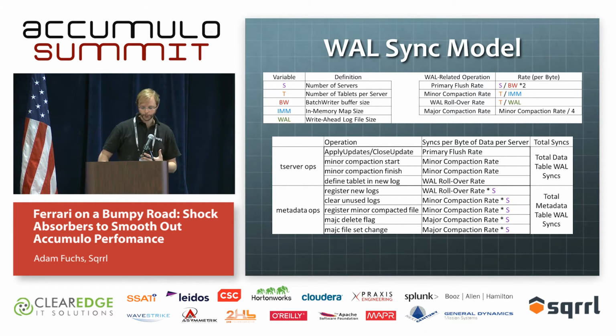When I take those operations and I concentrate them on the metadata table, I have things like registration of new logs, which mirrors the definition of tablet, but instead of doing it once per tablet that's local, I do it for every server. Right, so all of those servers go into the metadata table, and I keep track of the metadata that way. So basically, we have the similar minor compaction rates, major compaction rates, but everything is scaled up by S because of that concentration in the metadata table.